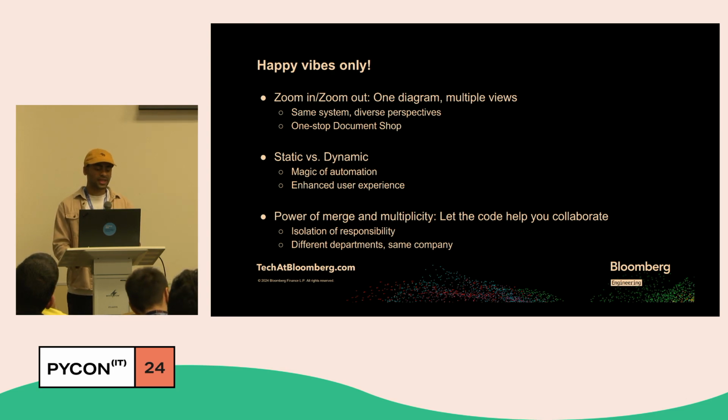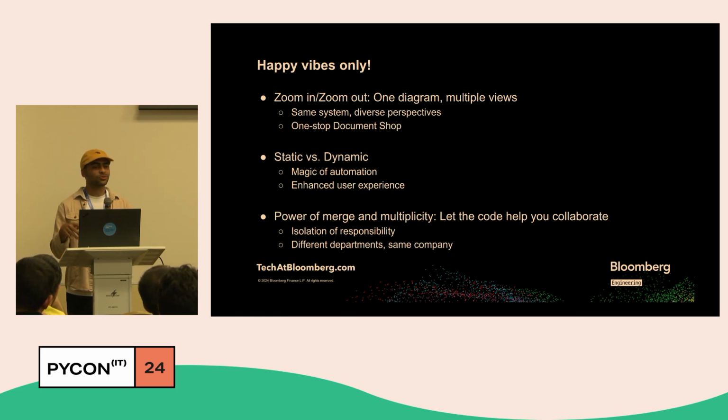Second is static versus dynamic. The idea is everything happens automatically. Every time you make a change in the repository, in the system, anywhere, it automatically refreshes. And it is a great user experience because it is also isolating the responsibility. You're only responsible for your own code base, which is very helpful, specifically when there are different departments within the same company, because there are so many things going around, and you're like, okay, I'm talking to this service.